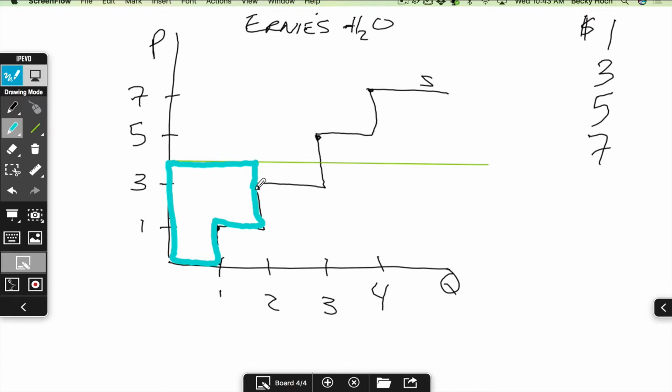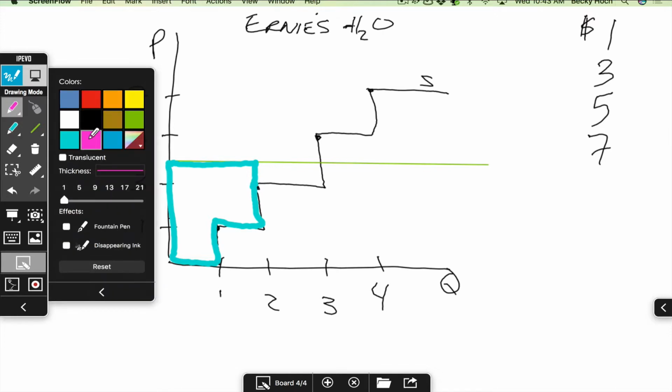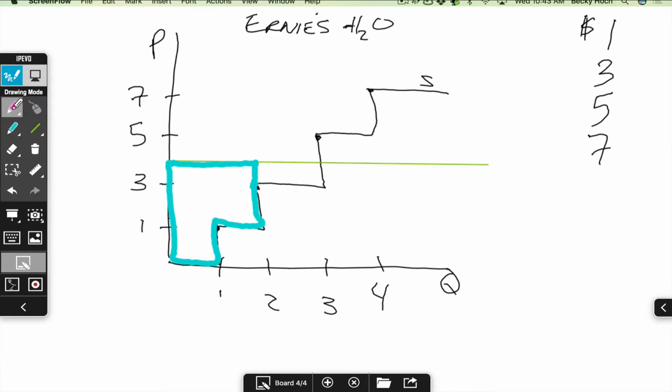So in the stair-step method, the easy way to do this is to say, okay, sold the first bottle for $4, but he was willing to sell it for $1, so his surplus is $3. Sold the second bottle for $4, but he was willing to sell it for $3, so his surplus is $1, so his total surplus is $4. See how very, very easy that is?